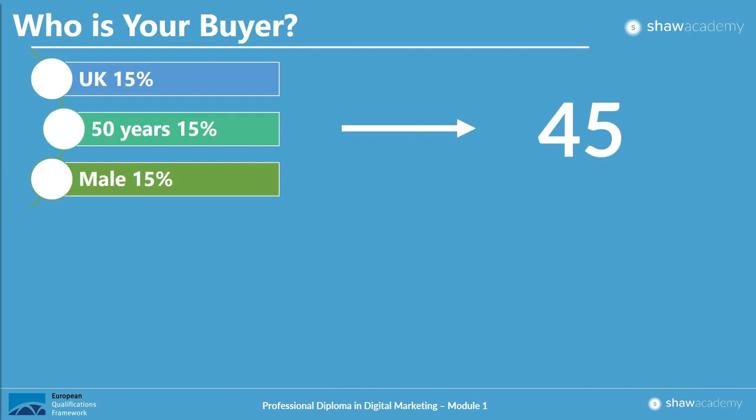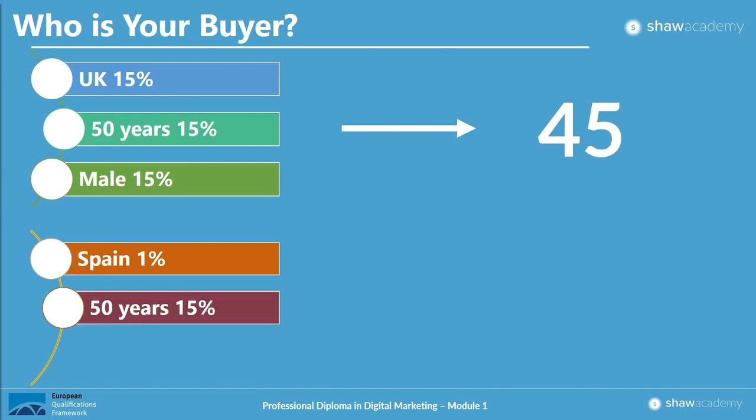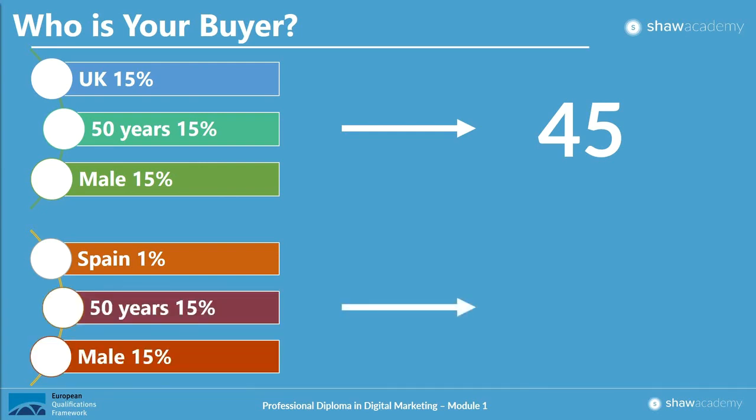Let's say the other buyer group is, their demographics, again, your country is 1% Spain, 15% are 50 years old, and 15% are male as well.